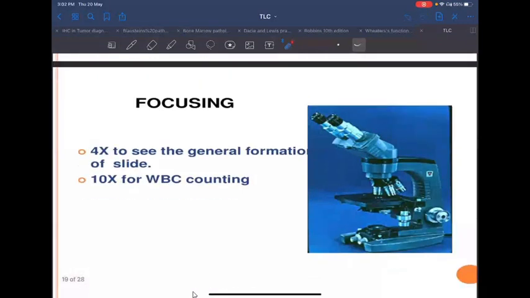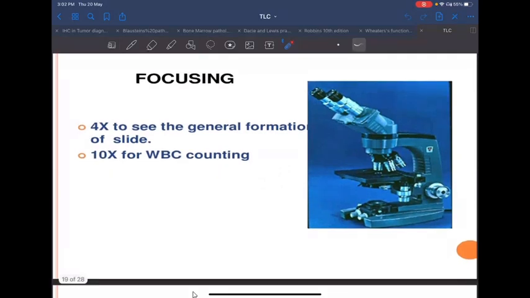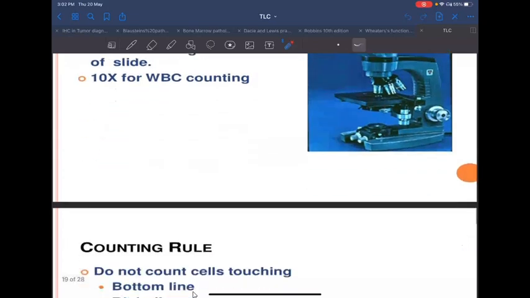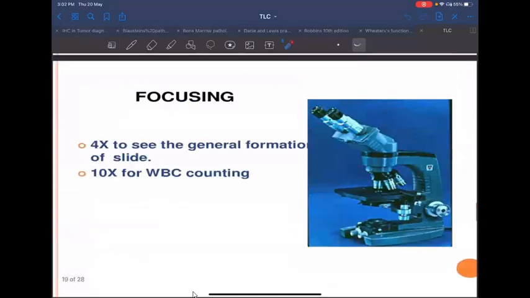Then we wait for 2 to 3 minutes so that the cells can settle over the chamber. First of all, we place the Neubauer chamber on the microscope, and with the 4x we focus it so that it's easier to count the WBCs. When the center squares are focused under the 4x, we charge the chamber, and then using the 10x of the microscope, we do WBC counting. So how do we do counting? Can anyone tell how WBC counting is done, and in which squares?